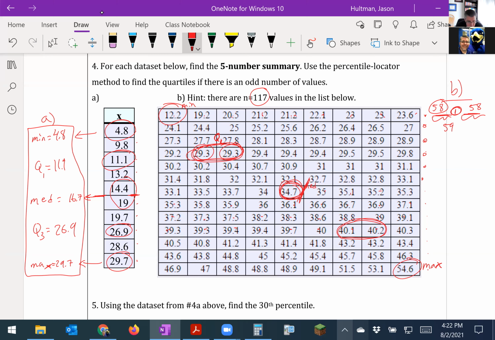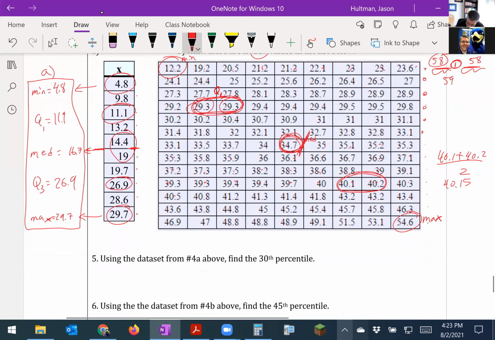Okay, is that right? Did I do that right? Okay, so 40.1 and 40.2. Let me just make sure. Let's do it from the back. Let's do 29 from the back. So this would be my 27th, 28th, 29th, yeah, and then the 30th, yep. So it's those two. We're going to average those two, 40.1 and 40.2. If I add those up and divide by 2, I get 40.15. So that would be Q3.